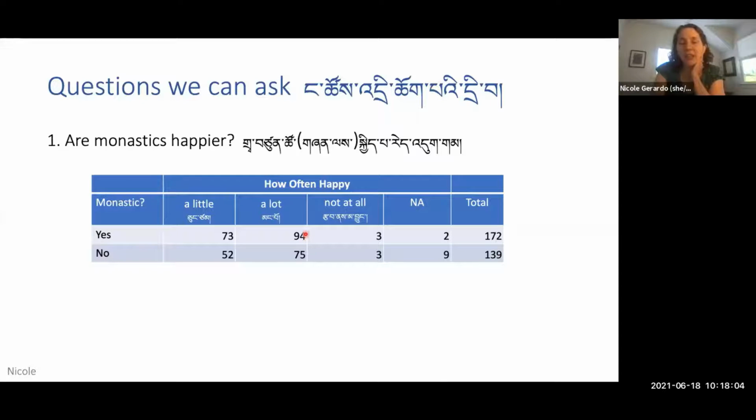And we don't want to just compare these numbers because this makes it look like more monastics are happy a lot of the time, but of course more monastics answered the survey.